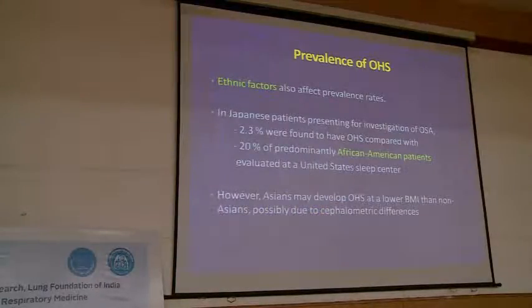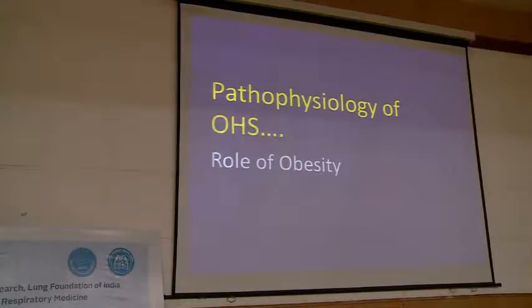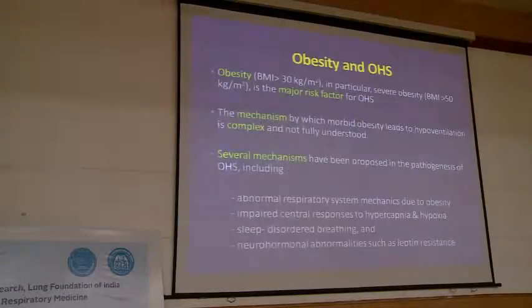Ethnic factors also play an important role. It has been seen that Japanese have a lower prevalence of OHS, though their weight is more, as against African American patients, who have a much higher incidence of OHS. Okay, so what exactly happens in OHS? As the name suggests, obesity is the main culprit. A BMI more than 30, and especially more than 50, gives the patient a very high chance of getting OHS. The mechanism is not exactly known, but there are multiple factors thought to give rise to OHS.